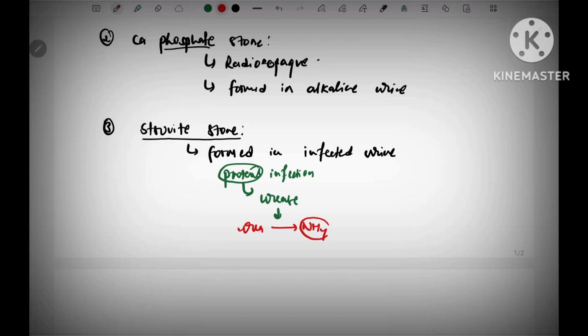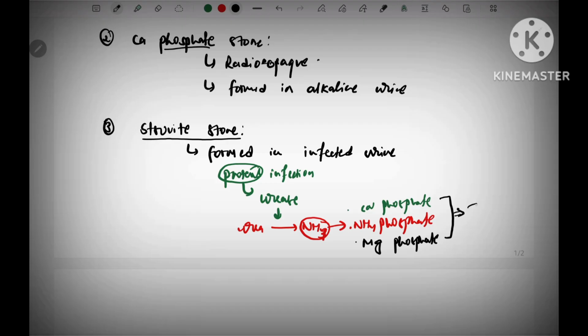Now this ammonia gets converted into ammonium phosphate. Now in the struvite stones, there is usually a combination of three types of phosphate. The first one is ammonium phosphate, the second one is calcium phosphate, and the third one is magnesium phosphate. So it includes three types of phosphate. This is called a triple phosphate stone.